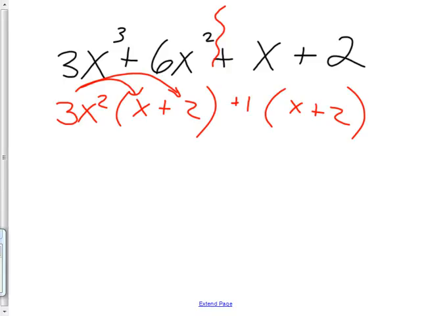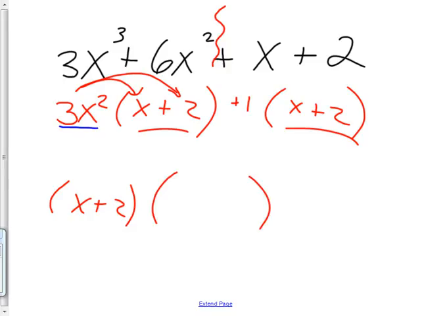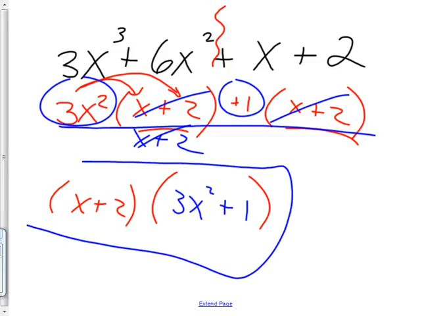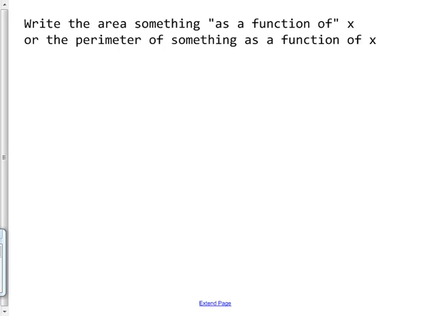Now, these guys are in common, so they come to the very front. And then what's left over afterwards is, when you're doing this, you're really dividing by x plus 2. And then there's 1 here, and 1 here, so they can all cancel. Final answer is that stuff goes in here: 3x squared plus 1. There we go, it's factored. Any questions on that? Okay, next topic.